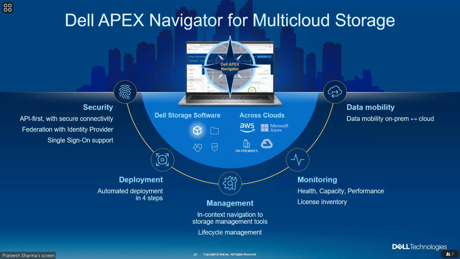The Dell Apex block storage that we were just talking about is deployed to the cloud within 4 steps. And those 4 steps primarily are configuration steps. Rest, everything is being automated by Dell Apex Navigator. So the Dell Apex Navigator is provisioning and also assigning AWS resources for the environment and configuration that you're looking for. In terms of management, we have in-context navigation to storage management tools, where you really have a seamless experience to the management consoles that you want to look into.